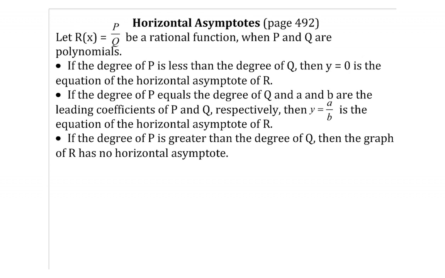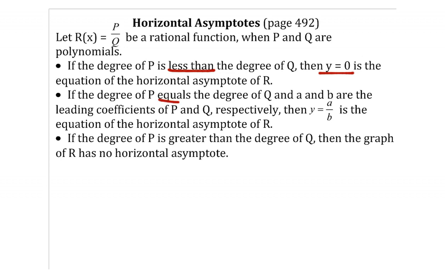For horizontal asymptotes, it gets a little trickier. First of all, in order to find them, you need to take a look at the degrees of the numerator and the denominator. If the degree of the numerator is less than the degree of the denominator, then y equals 0 is your equation for your horizontal asymptote.